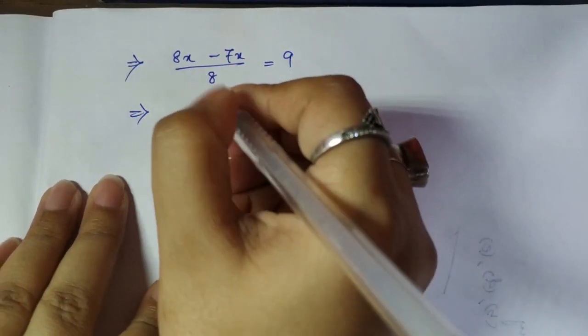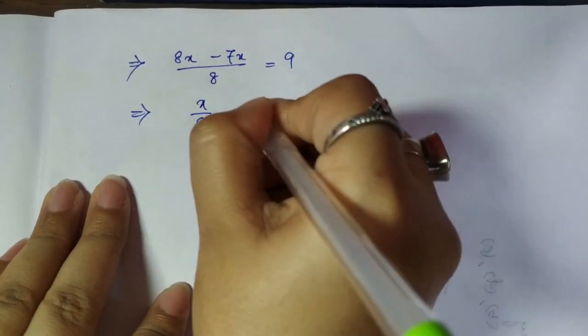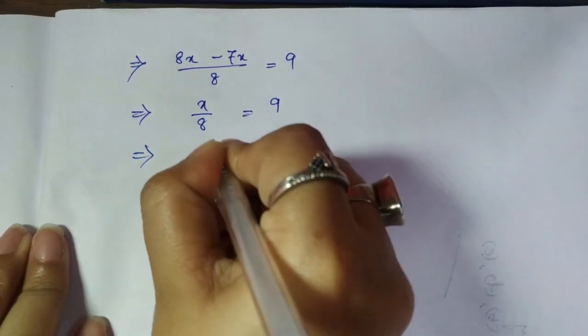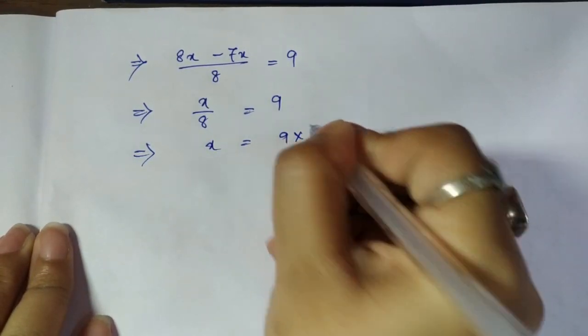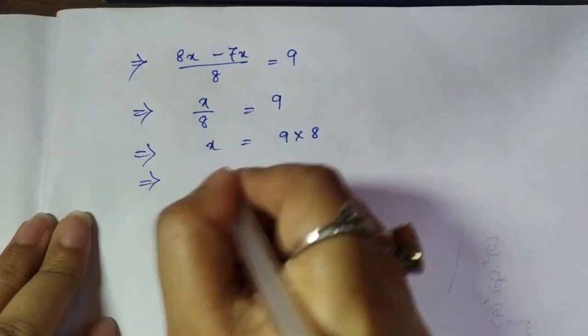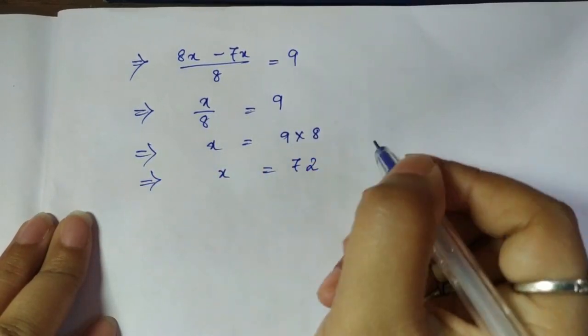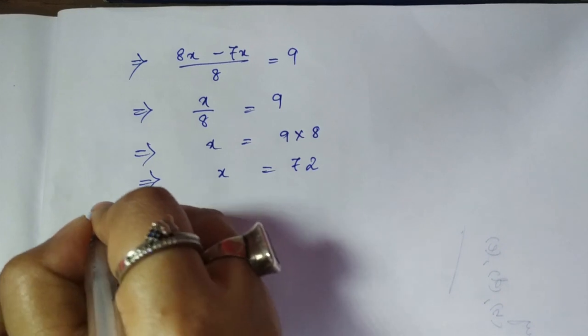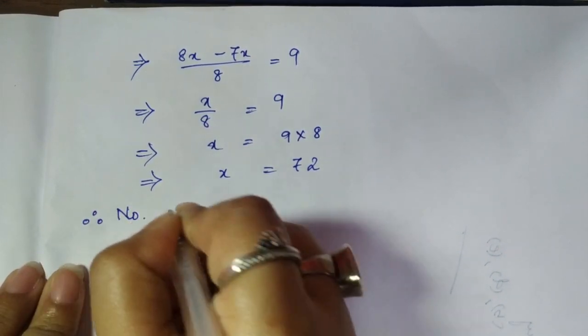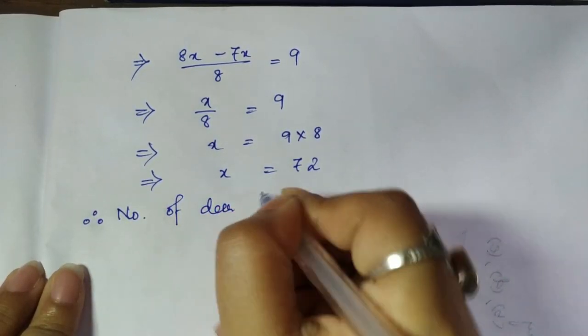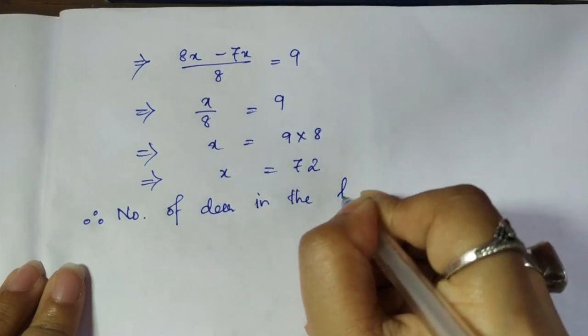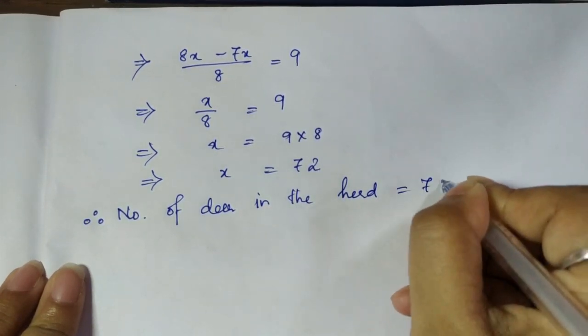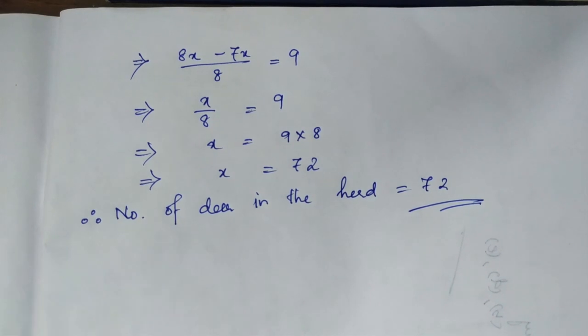Now if you minus x by 8 equal to 9, this 8, if you take it to that side, 9 into 8. So 9 8s are how much? 72. So what was x? That was the total number of deer in the herd. Therefore, number of deer in the herd is equal to 72. Okay, so this way we find out the number of deer in the herd.